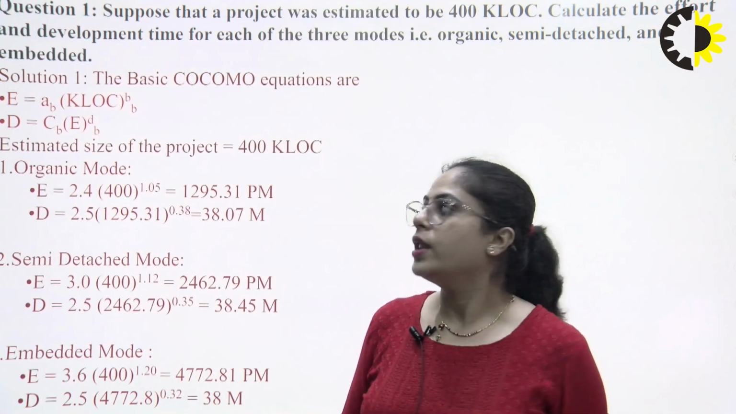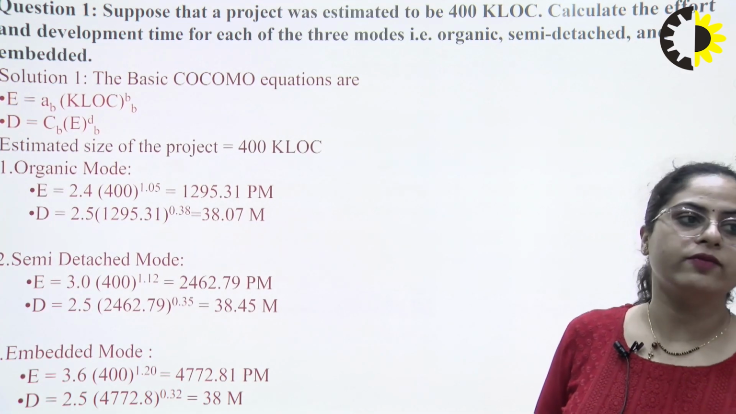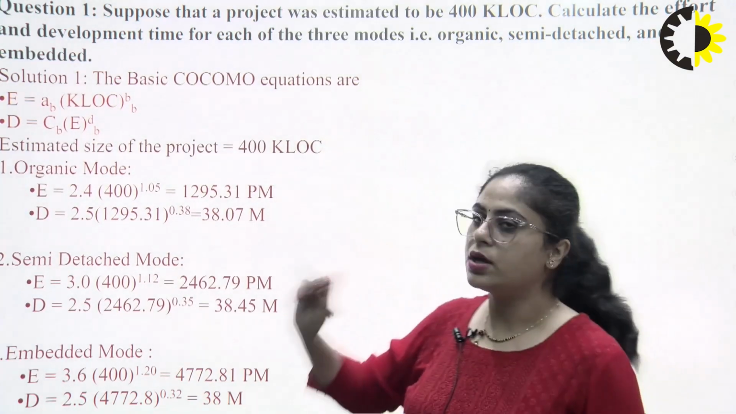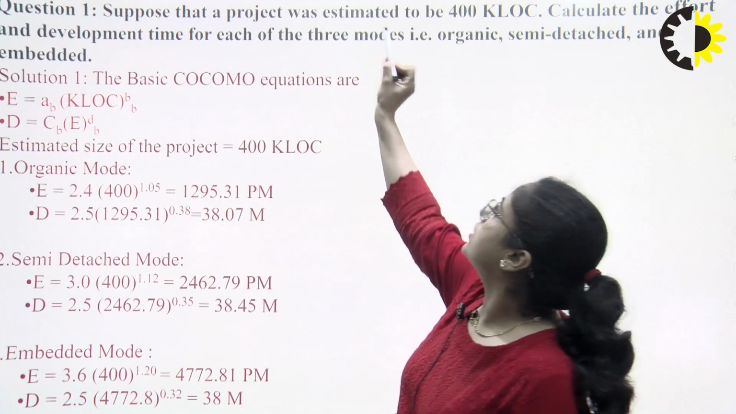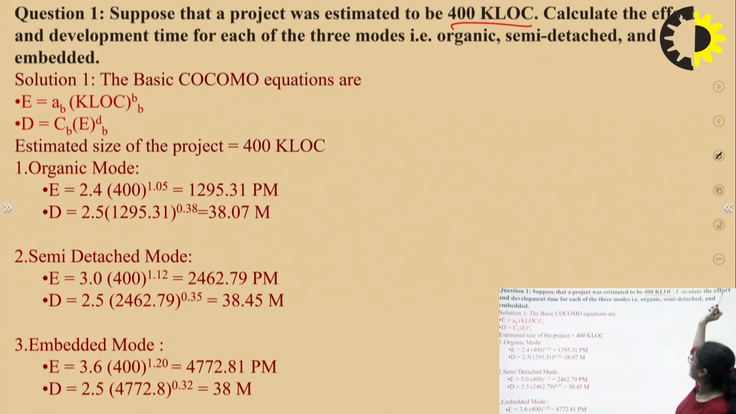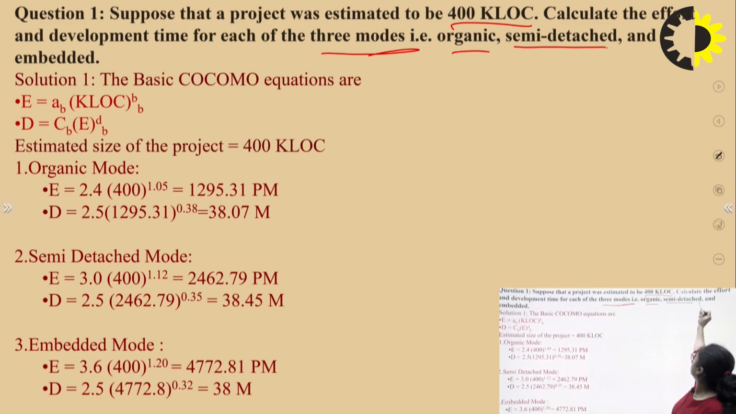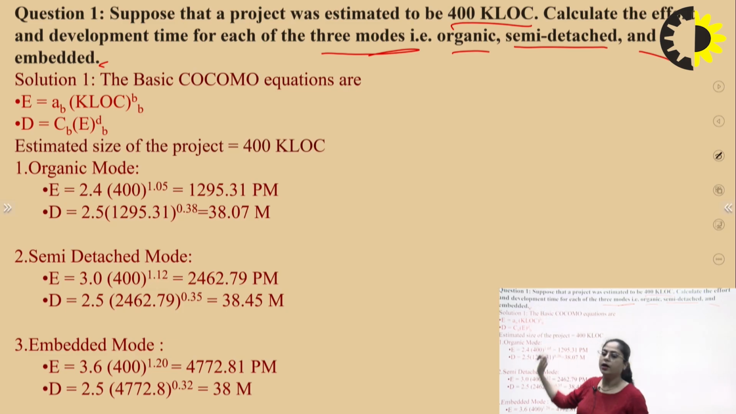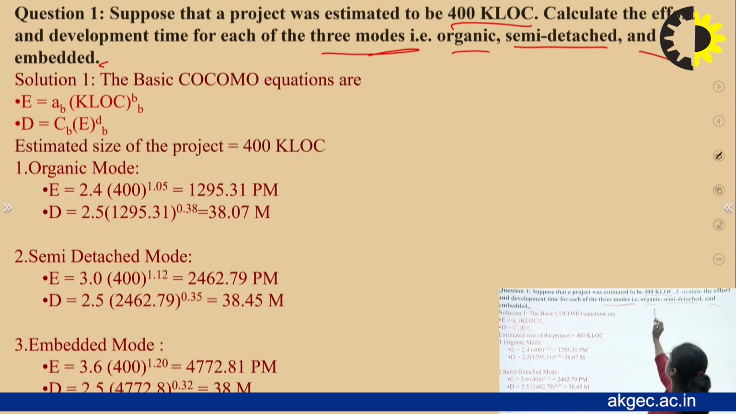Okay. Now with the help of an example, we can see how the effort and time will be calculated. What is the question? What is our problem? Suppose that a project was estimated to be 400 KLOC. Calculate the effort and development time for each of the three modes, that is organic, semi-detached and embedded. First of all, we need to see here the KLOC, that is 400 KLOC.